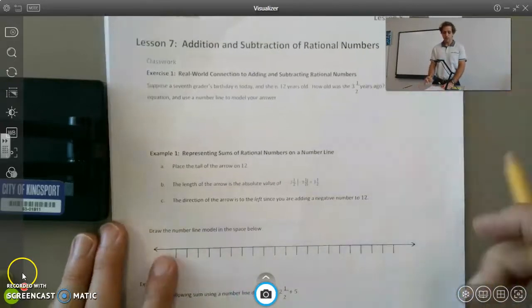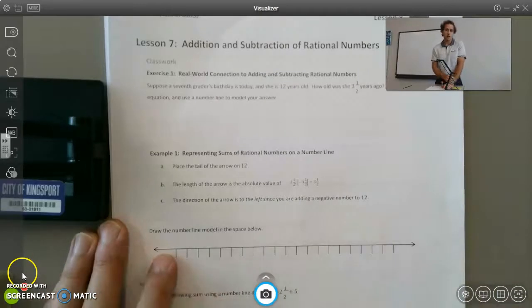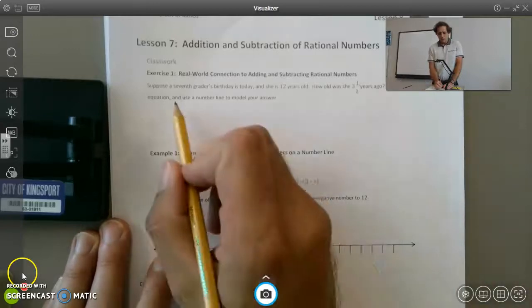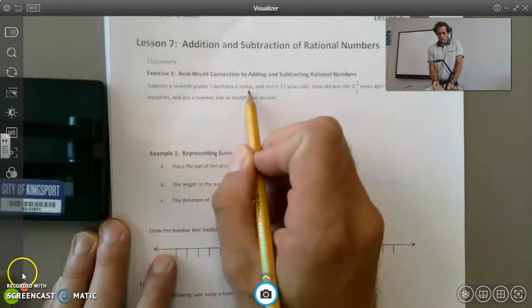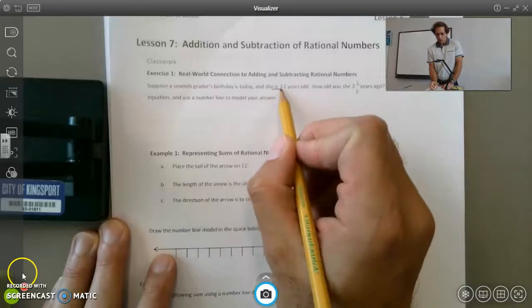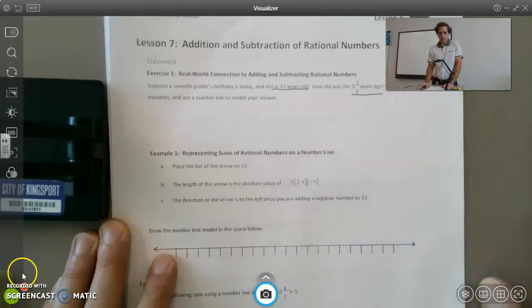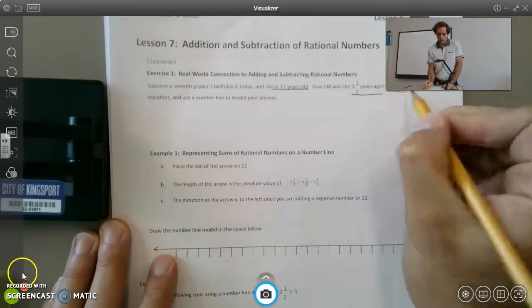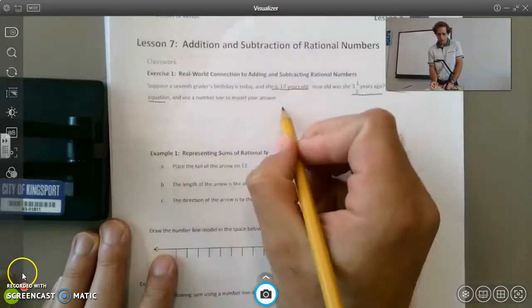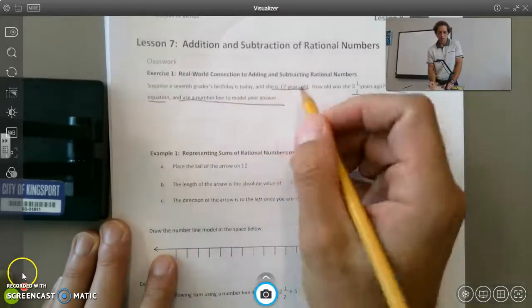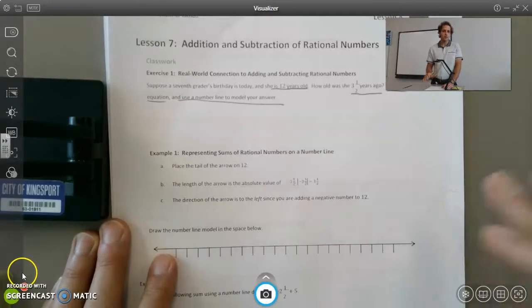Okay, exercise 1, and this is something for you to try at home. You're just going to try this one on your own and see how it feels. A 7th grader's birthday is today, and she is 12 years old. How old was she 3.5 years ago? So what I want you to do is pause the video and write an equation and use a number line to model your answer. So go ahead, just pause the video and give that a shot on your own.